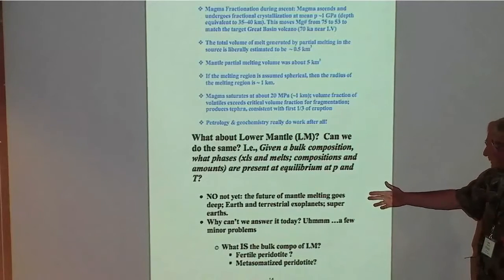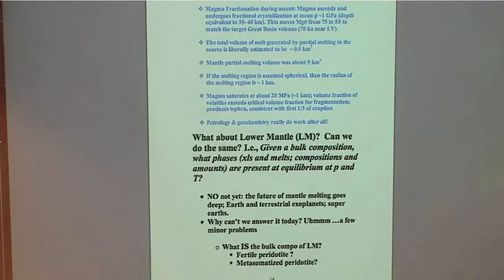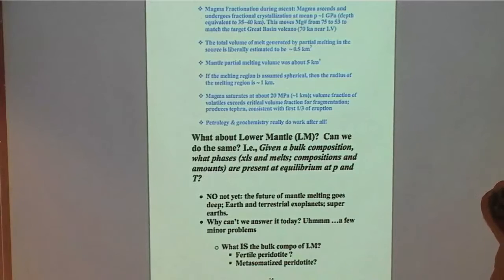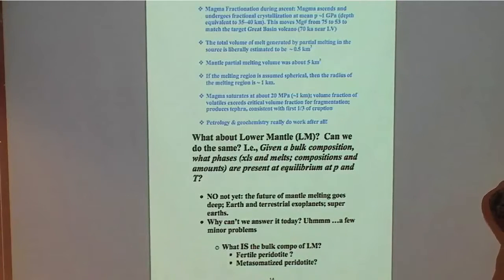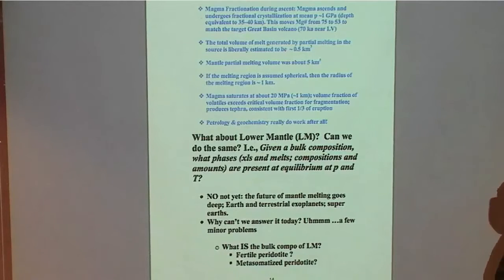Important question. People in this room maybe can address this. Why can't we answer this question? Well, we couldn't answer the shallow melting, or the upper mantle melting question until recently. And that's because we didn't have standard state data, activity composition relations, know more about the compressibility that Abby was talking about, and significantly know what the bulk composition is.